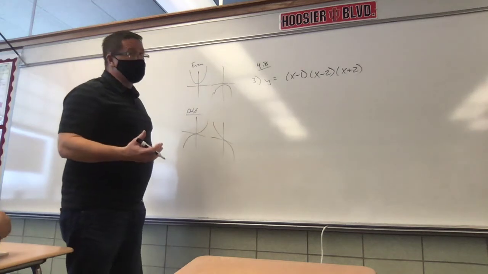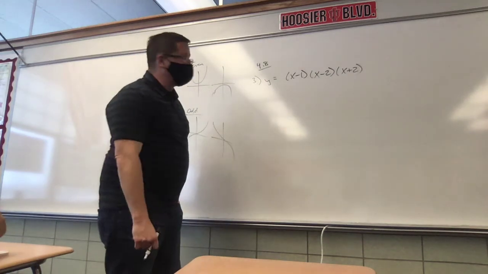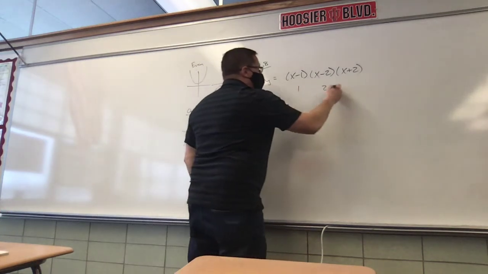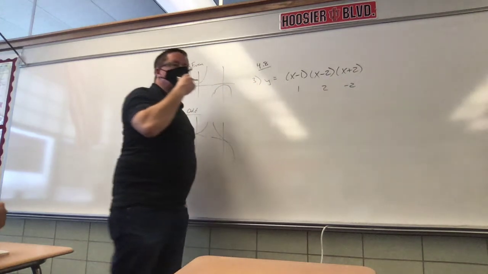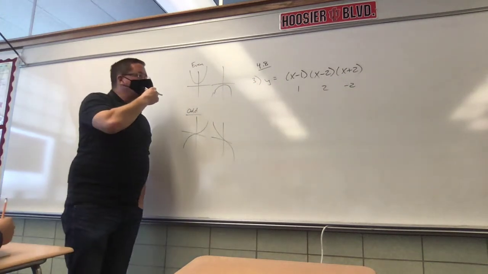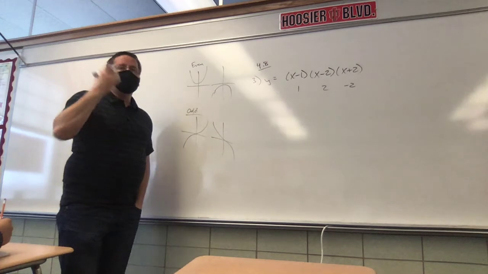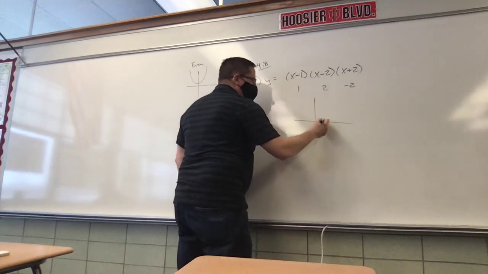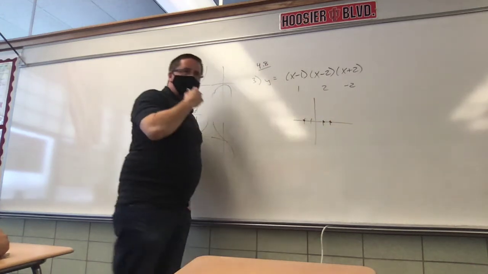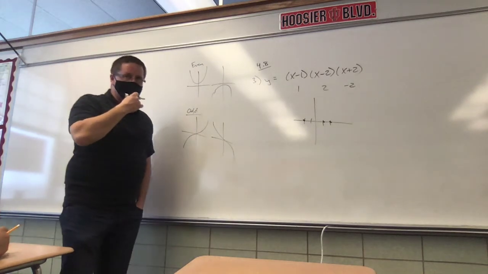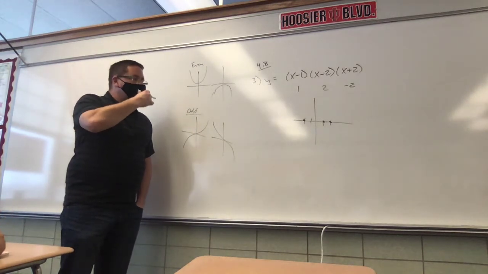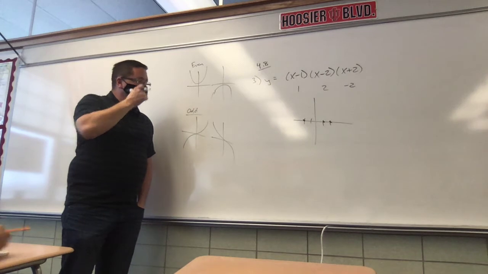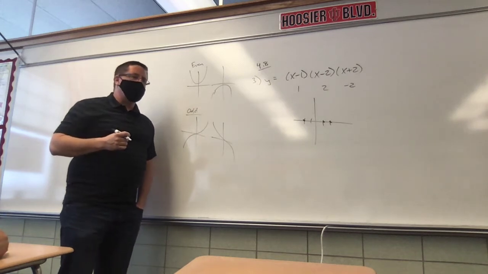The zeros, you should already have the answers to them. It would be 1 and 2 and negative 2, because if I plug in 1, 2, or negative 2, the whole thing goes to 0. So when we graph this, at 1 we put a dot, at 2 we put a dot, and at negative 2 we put a dot. They are the x-intercepts. They're not the y-intercepts. So it's going to hit all 3 of those points.